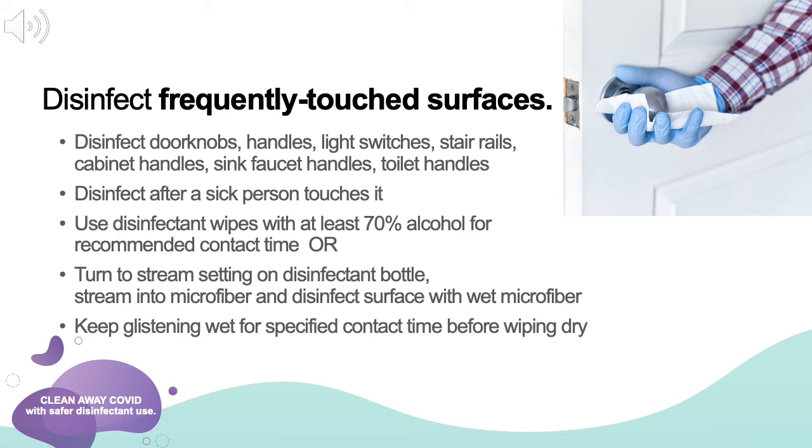There are many surfaces in your home that get touched over and over again by members of your family. These frequently touched surfaces include items such as doorknobs and door handles, light switches, stair rails, cabinet handles, sink faucets, and toilet handles. Once someone who is sick touches one of these surfaces, it must be disinfected again. You can use alcohol wipes with at least 70% alcohol to disinfect these frequently touched surfaces. Make sure the items remain glistening wet for the recommended contact time before wiping them dry.